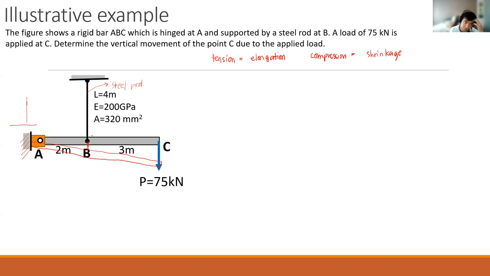So if B is in tension, it is verified that B will be in elongation. How to verify that is we're going to take moments about A, to eliminate the two forces, equal to zero. So let's assume that this one is in tension. Again, tension is away from the joint, that's why it's elongation. Towards the joint, or towards the point of application, it's shrinkage.